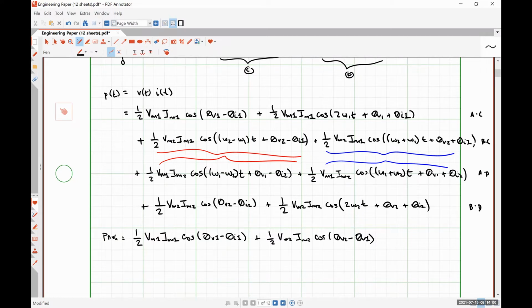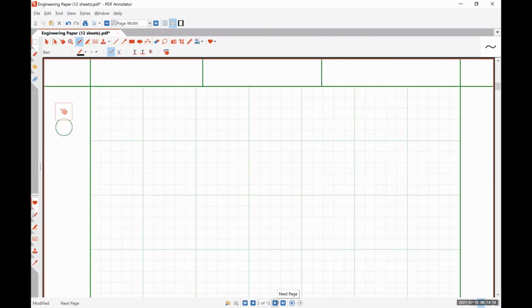Now, getting these results is fairly straightforward and it doesn't require a whole heck of a lot of circuit analysis, but in really complex circuits, effective values will actually get us there much, much quicker. So now let's shift our focus to the concept of effective values.